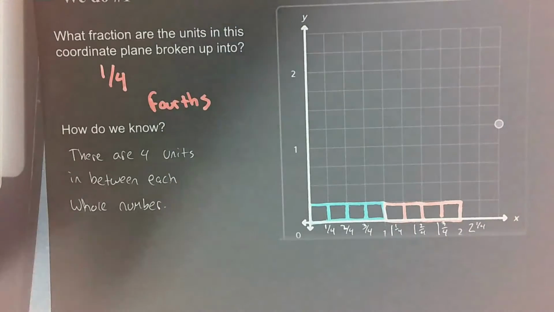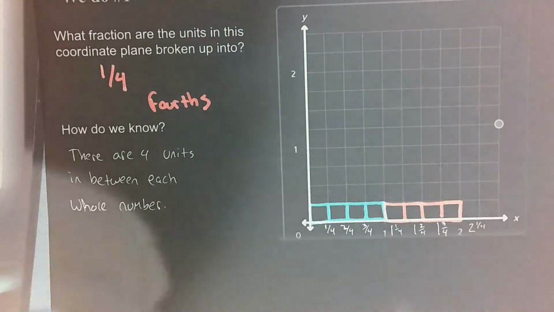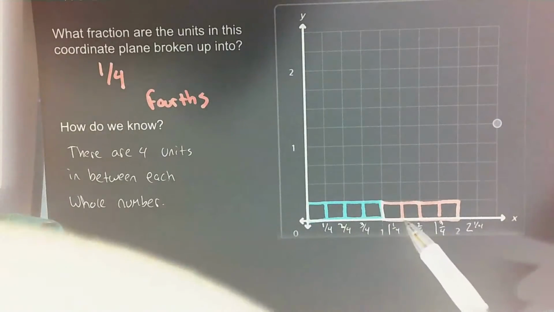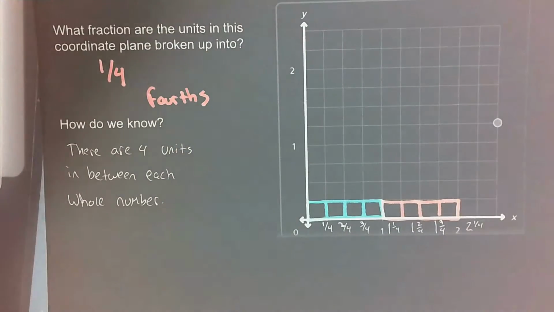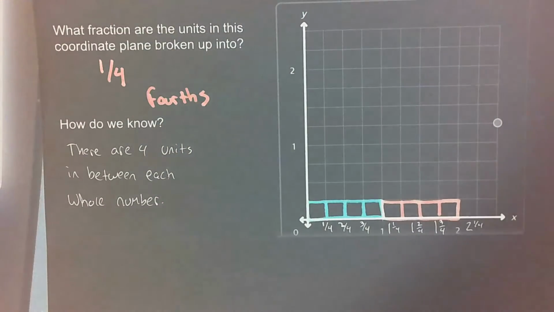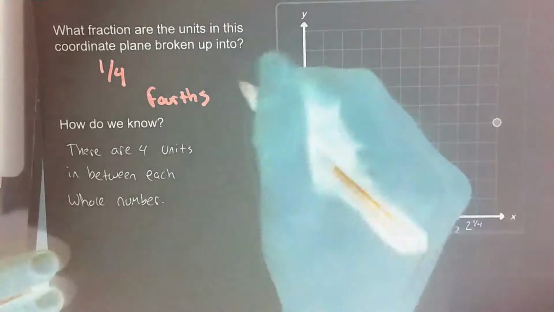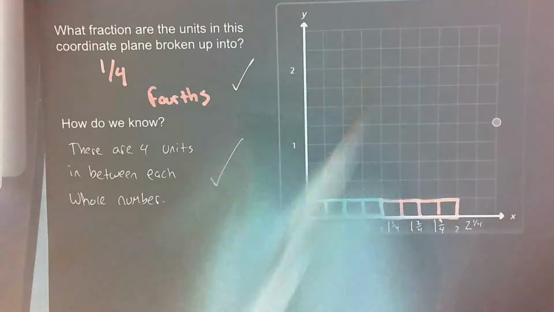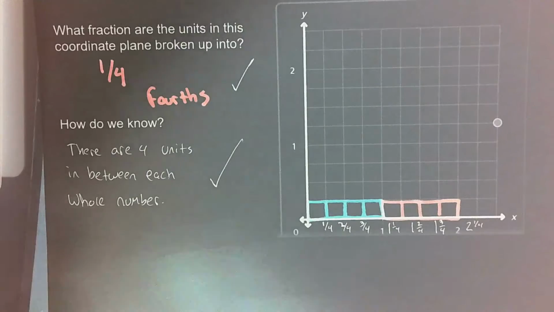Your wording may have differed from mine, but the key point here is that there are 4 units in between each whole number. 1, 2, 3, 4 to get to 1, 1, 2, 3, 4 more to get to 2, and so on. All right, let's make sure we have these two in our notes, and then we will move on.